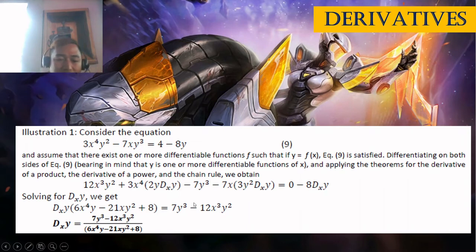Okay, so next, since naana ni siya diri dy/dx, i-divide ang tanang tapad aning dy/dx. So, divide both sides. Divide ani. Ang dy/dx karon is equal to 7y cubed minus 12x cubed y squared over 6x to the fourth y minus 21xy squared plus 8.